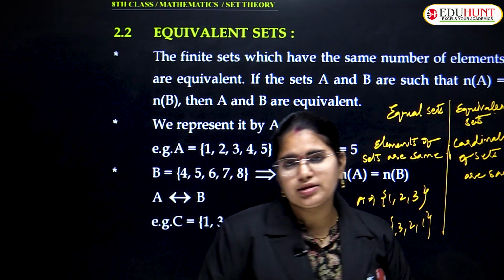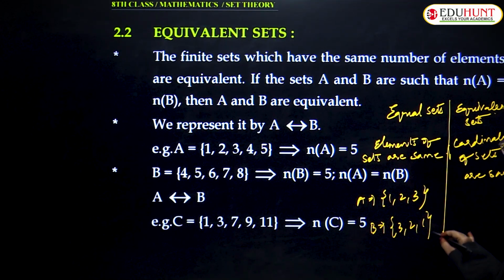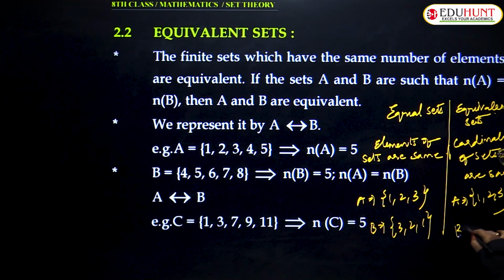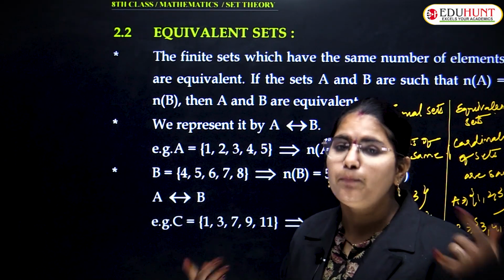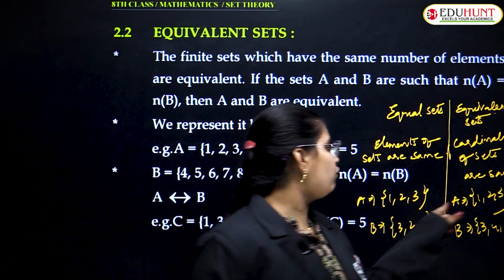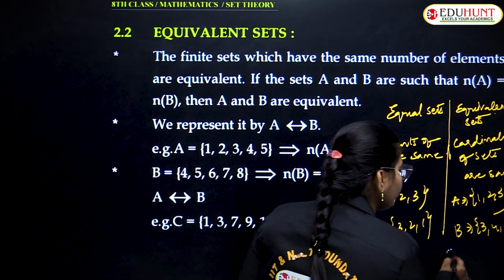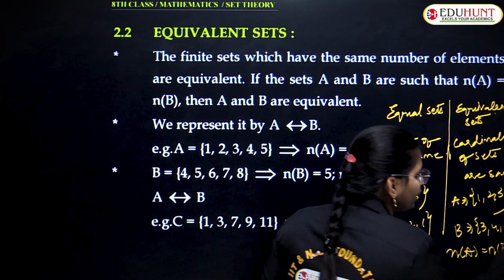Whereas in equivalent sets, how can you say they are equivalent sets? Let me take A is equal to 1, 2, 3 and B is equal to 3, 4, 5. These are not equal sets because you have different elements in sets A and B. But how many elements were there over here? 3. So n of A is equal to n of B is equal to 3.